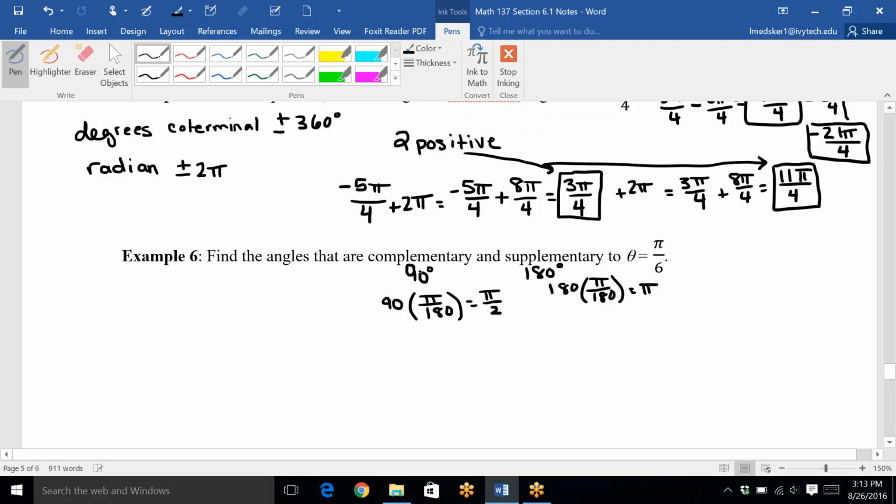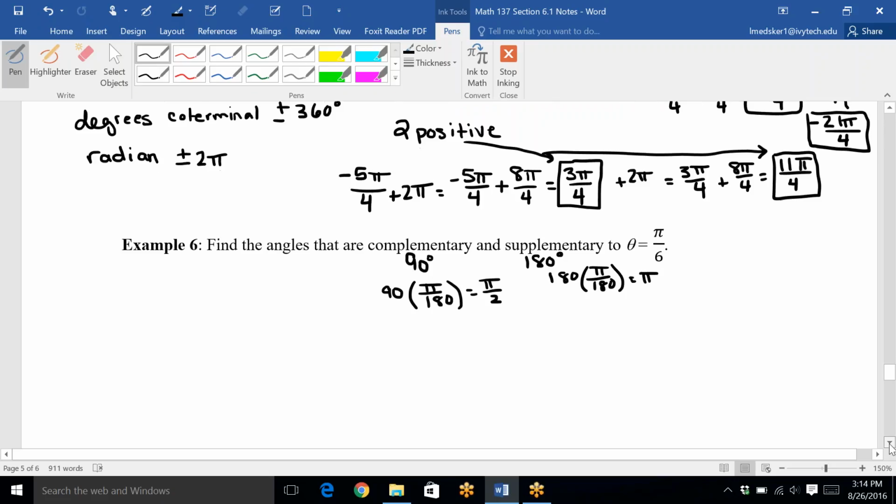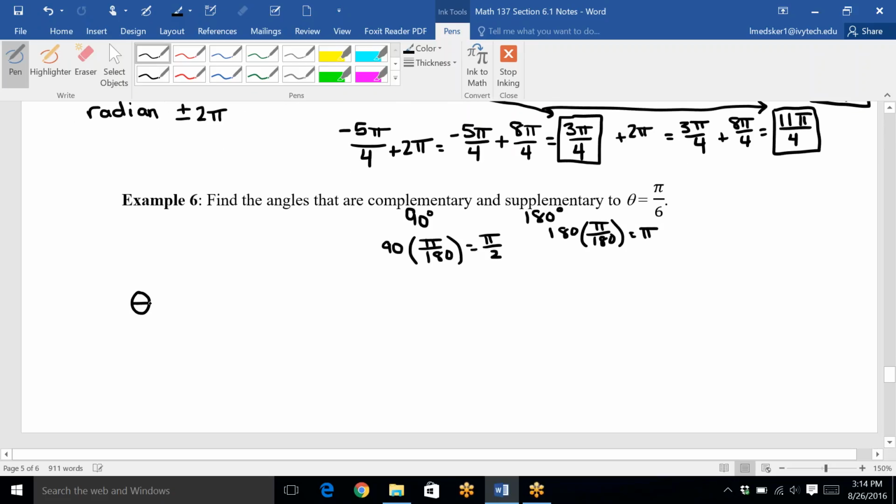So in degrees, complementary means adds up to 90. And in degrees, supplementary means add up to 180 degrees. But if you're talking about radians, complementary needs to add to pi over 2, and supplementary needs to add to pi. So if our theta is pi over 6, the complementary would be pi over 2, take away the pi over 6 that we've already used.